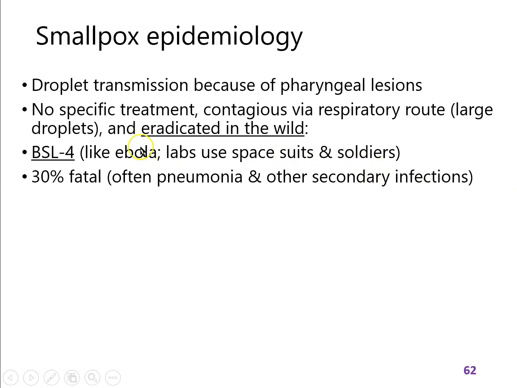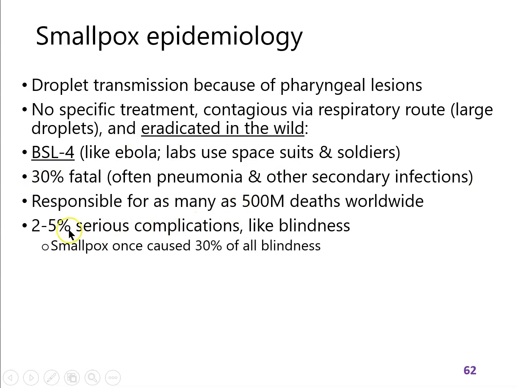Why do we care so much about smallpox? Well, 30% of cases were fatal. Many cases caused serious complications, like blindness, during smallpox outbreaks. It was the most common cause of blindness. Once smallpox was eradicated, 30% of causes of blindness disappeared overnight, and blindness became less common. Throughout history, look at that number, 500 million. That's 500 million people were killed by smallpox.